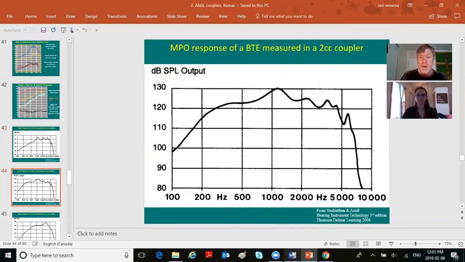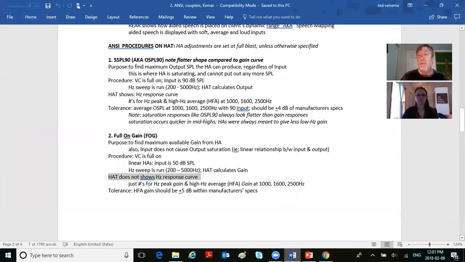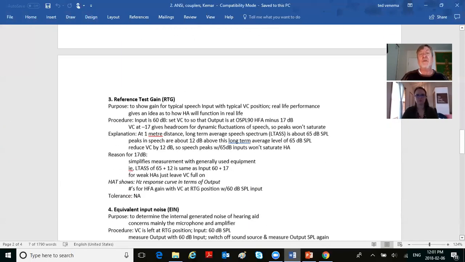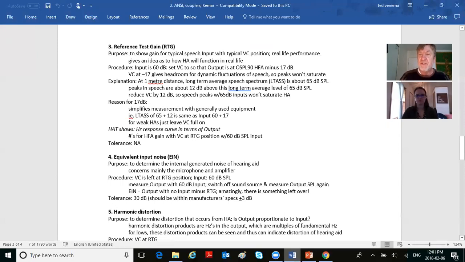All right, now we run into our third measure in ANSI. So we work our way down to number 3. Reference test gain. Now, the input is left the same. The input is like 50 or 60 to imitate average speech. That's why 50 or 60 is chosen, to imitate speech. But now something else has changed. Now you've gone in and reduced the volume setting of the hearing aid.